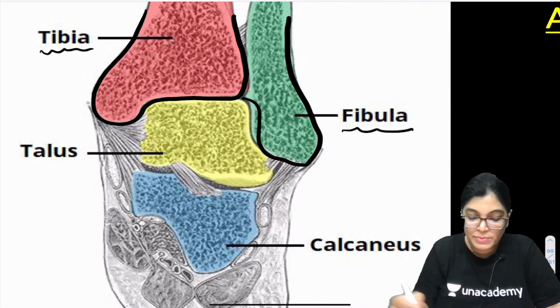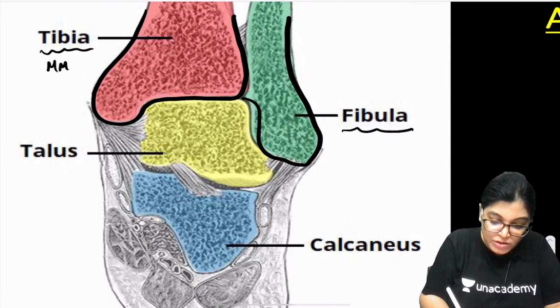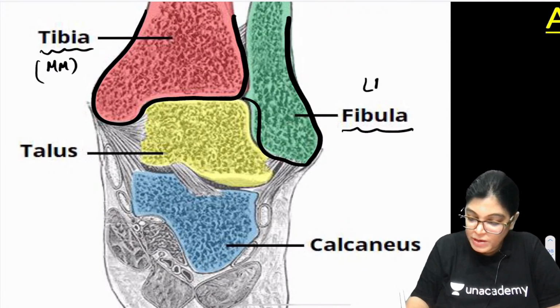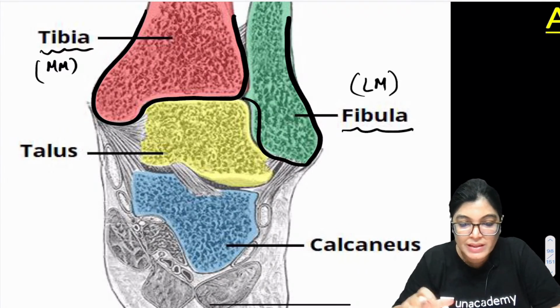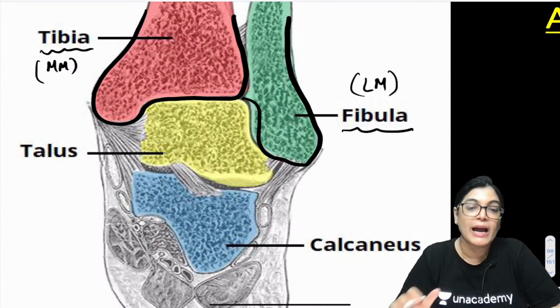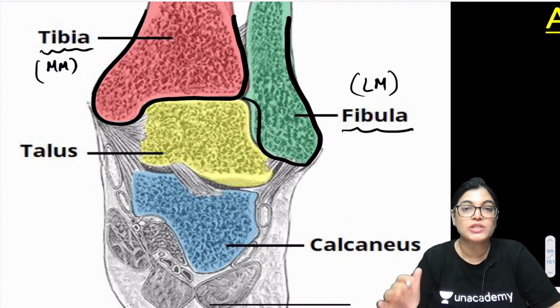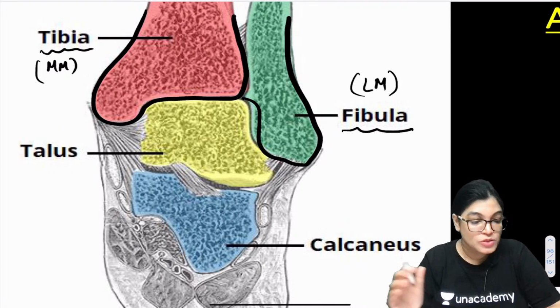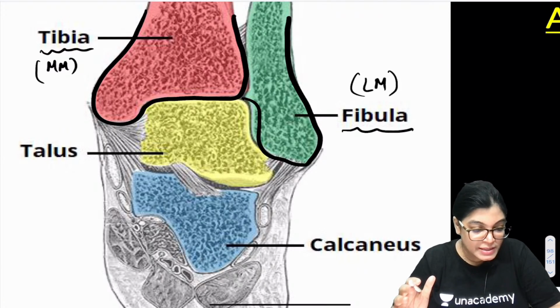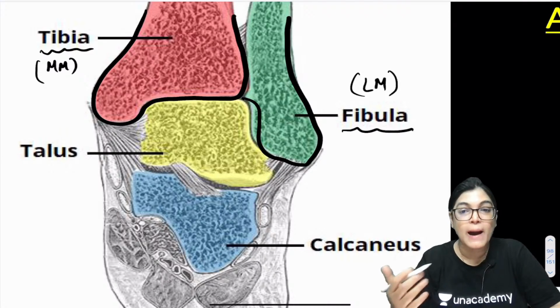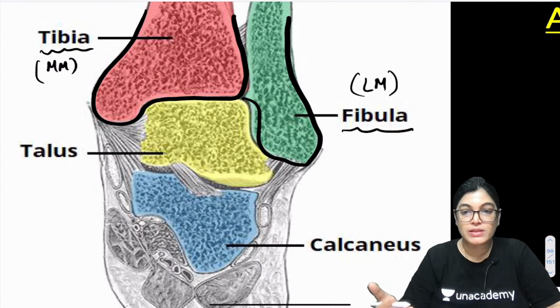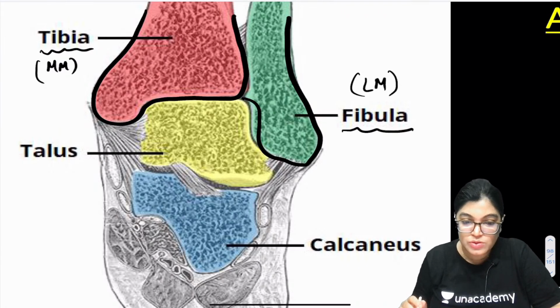The lower end of the tibia forms the medial malleolus, MM, and the lower end of the fibula forms the lateral malleolus, LM. These two structures are connected to each other by a ligament called the inferior transverse tibiofibular ligament, which also takes part in the formation of the upper or proximal aspect.